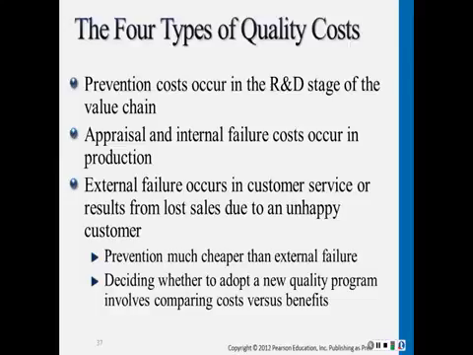Most prevention costs occur in the research and development stage of the value chain. In contrast, most appraisal and internal failure costs occur in production. External failure occurs in customer service, or, worse, it results from loss of sales due to an unhappy customer. Prevention is much cheaper than external failure.